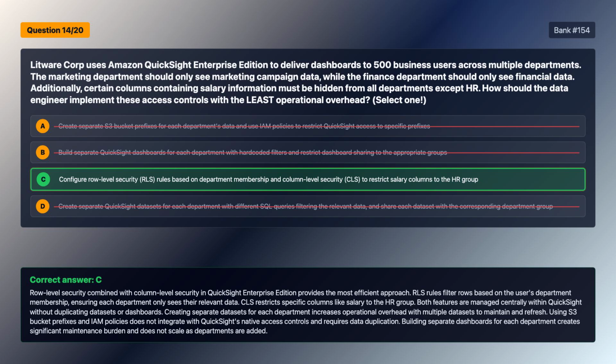Creating separate datasets for each department increases operational overhead with multiple datasets to maintain and refresh. Using S3 bucket prefixes and IAM policies does not integrate with QuickSight's native access controls and requires data duplication. Building separate dashboards for each department creates significant maintenance burden and does not scale as departments are added.